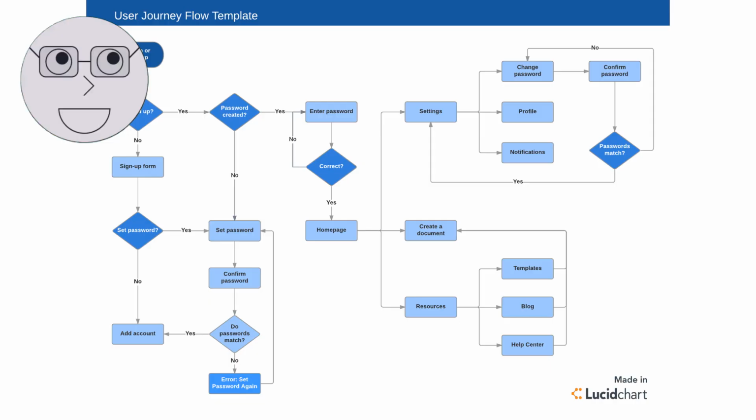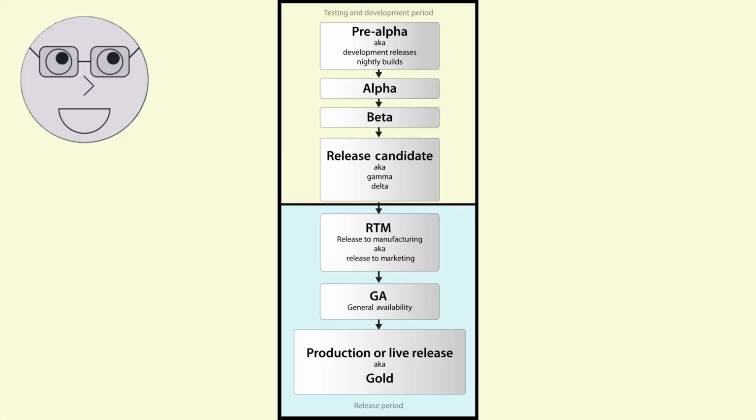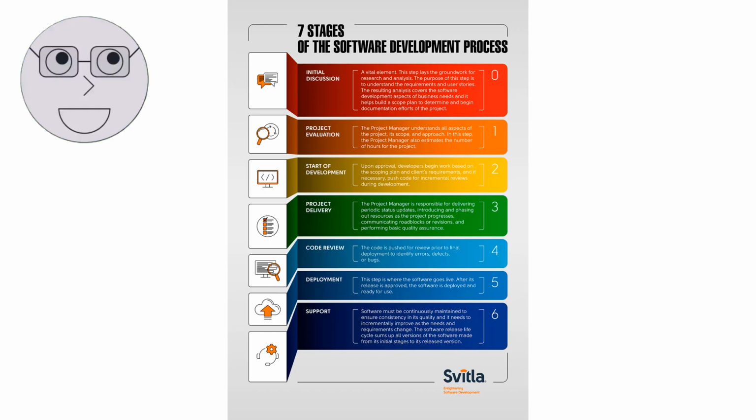In the next segment, we will take a closer look at the software development process and the different stages involved. So stay tuned. The software development process typically consists of the following stages.